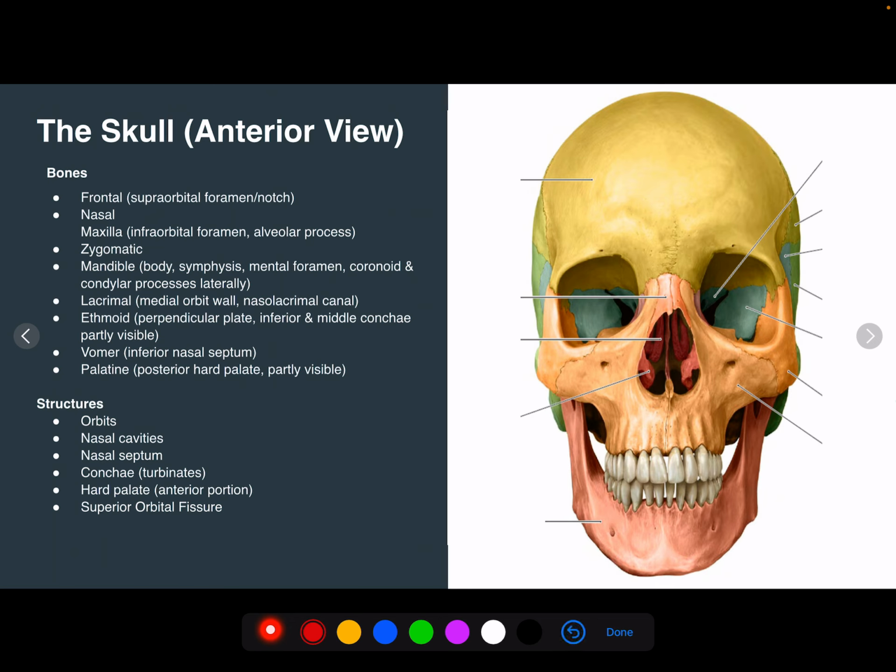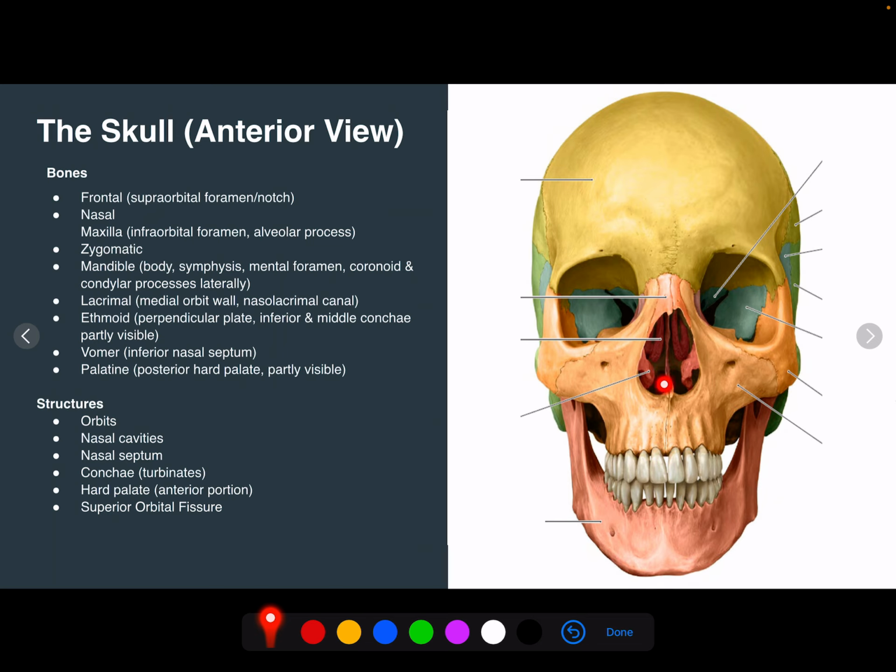Okay, moving on. We have our lacrimal bone. As I said before, a little tough to see, but it's going to be that orange reddish color on the medial orbital wall. Our ethmoid bone is going to be here. In our ethmoid bone, we have a feature called the perpendicular plate, which I'm highlighting right now. That helps form the nasal septum along with the vomer bone, which is going to occupy the inferior portion. We can also point out our inferior and our middle nasal conchae.